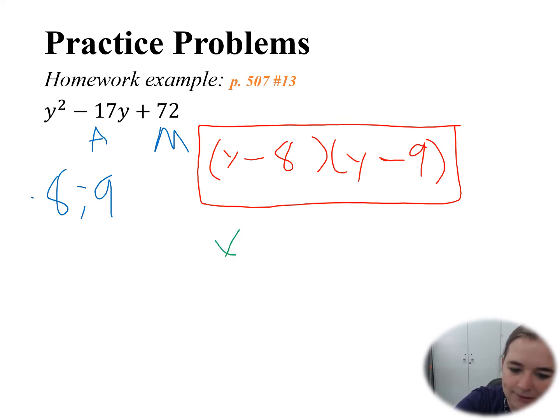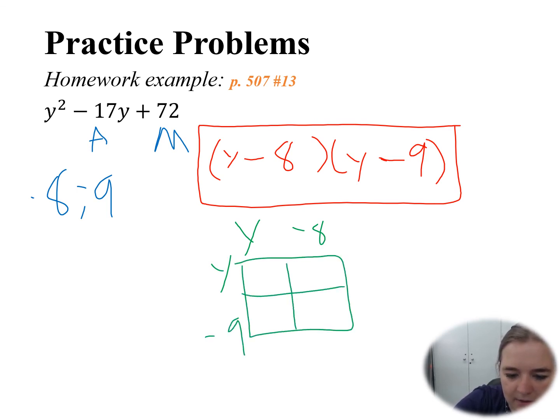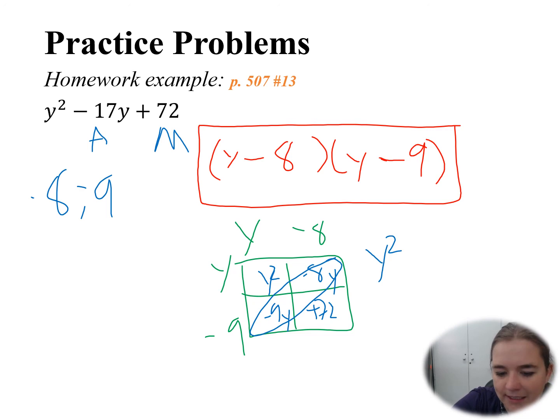I keep wanting to write x because I'm so used to writing x, but in this case we have y, and we have a -8, and we have y and a -9. When I area model this out, I get y squared minus 8y minus 9y plus 72. When I write it out in standard form, that turns into y squared. I have a -8y and a -9y, so I have a minus 17y and a plus 72. It matches my original equation.